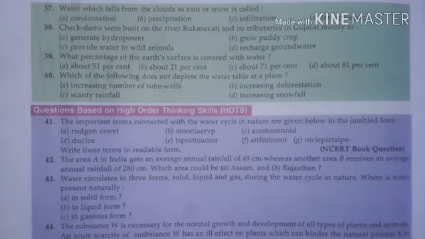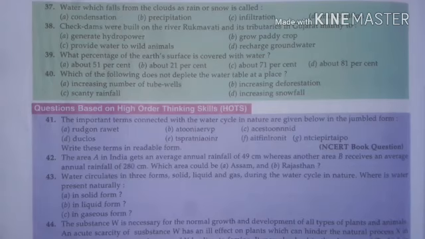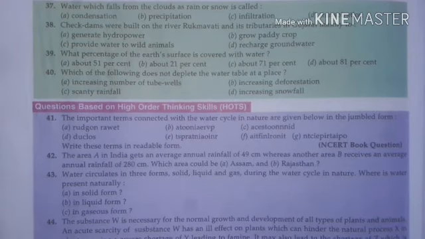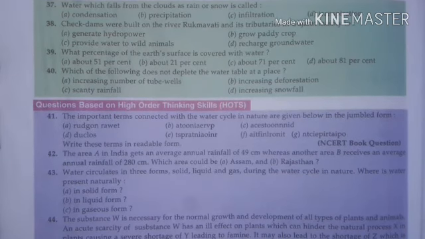Now, water circulates in three forms: solid, liquid, and gas during the water cycle in nature. What is the form in which water is present naturally? So it is in liquid form. Solid form is ice, liquid form is water, gaseous form is vapor.